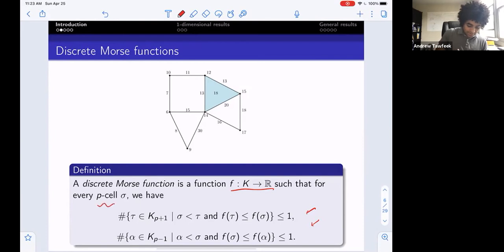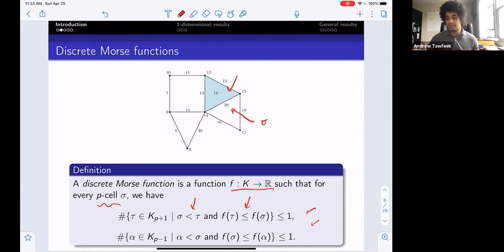So it says for every p cell sigma, so let's just pick a sigma. Let's just say that edge labeled 20 is our sigma. And the first condition says every higher dimensional neighbor of sigma, at most one of them can have a value that is less than or equal to sigma. Well, sigma only has, in our case, one higher dimensional neighbor. It's this two cell that has a value of 18. Now 18 is less than or equal to 20. So this first set has cardinality 1, and that's completely fine because it doesn't go over 1. So this first condition is satisfied.